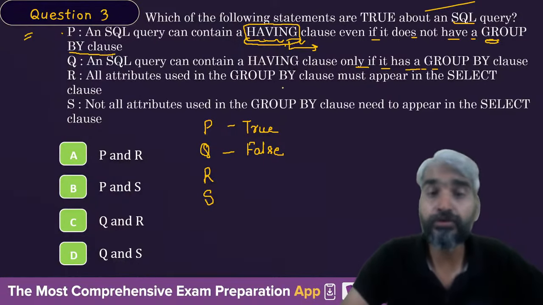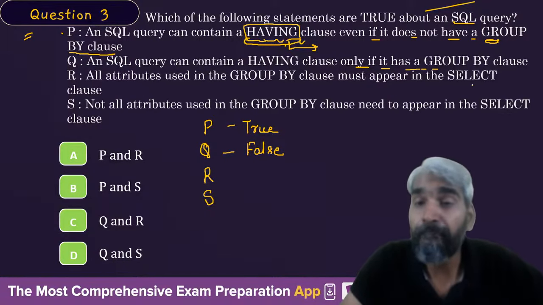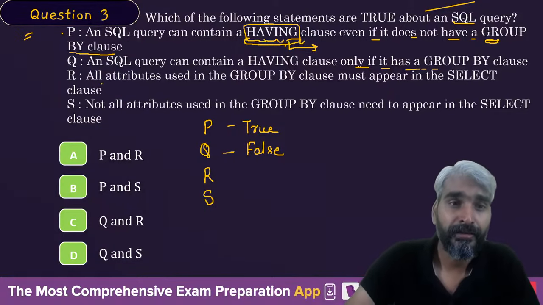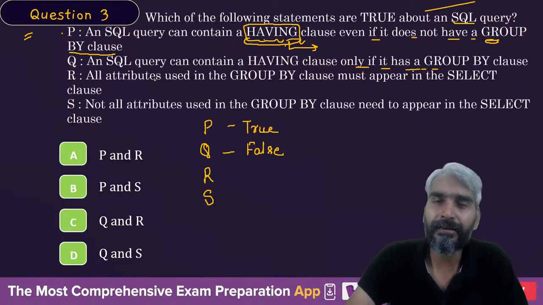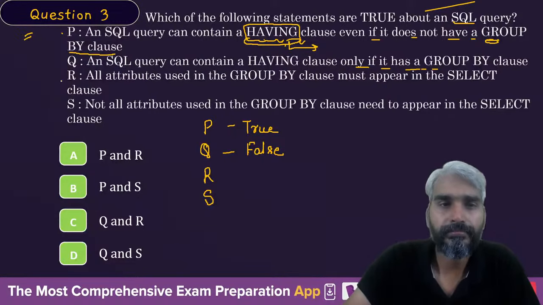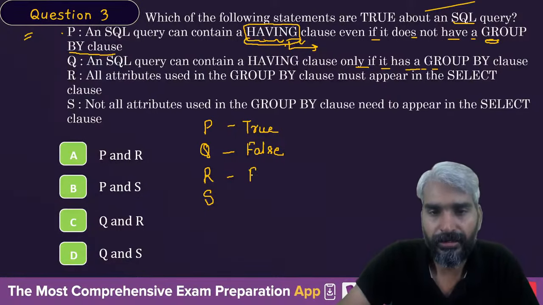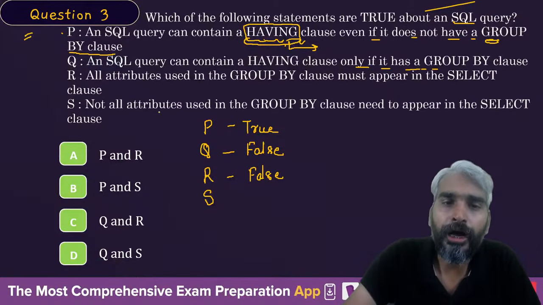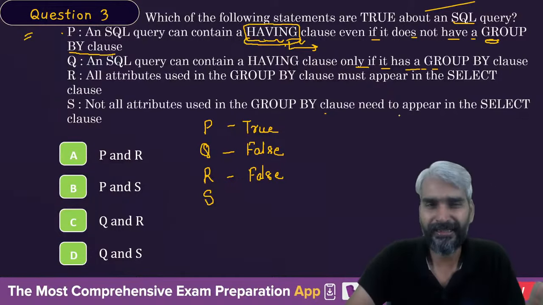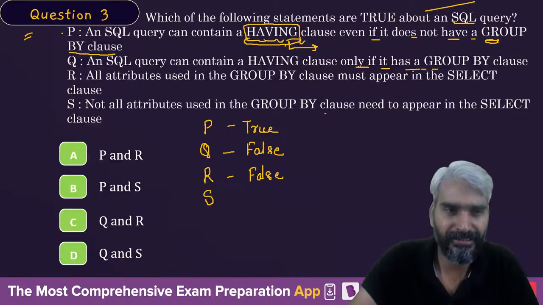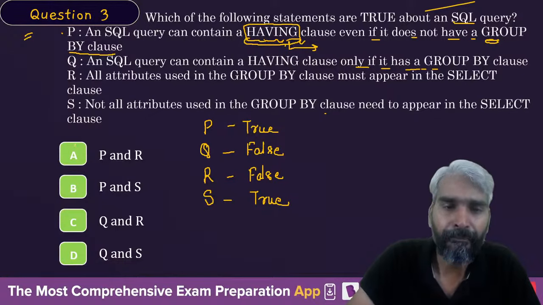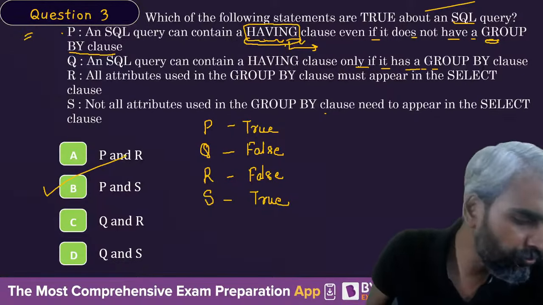All attributes used in a group by clause must appear in the select clause. No, not necessary. Is it not so that all the attributes present in the group by clause should also be present in the select clause? So, this statement is false. Not all attributes used in the group by clause need to appear. It's not necessary; may or may not. Therefore, statement S is eventually true. So, the two statements which are true are P and S.